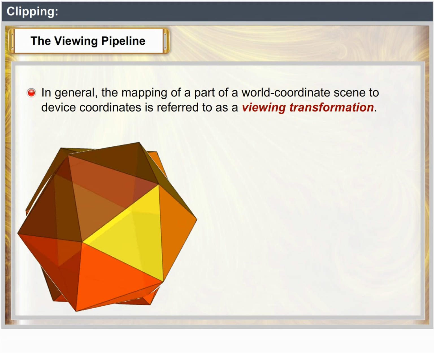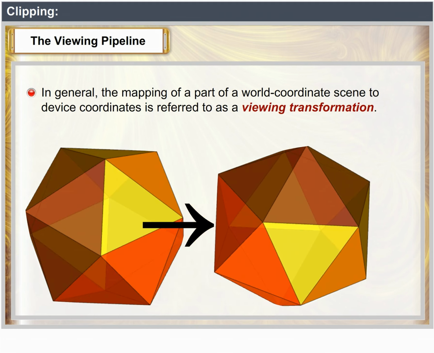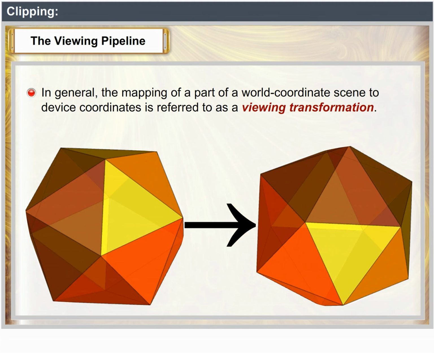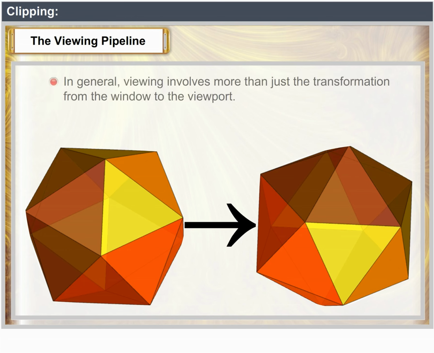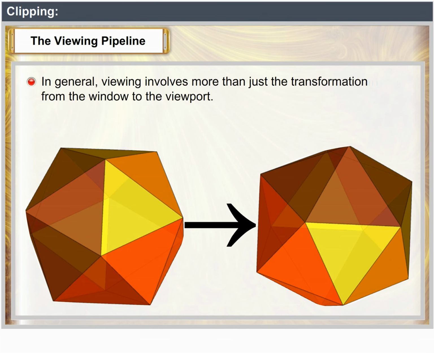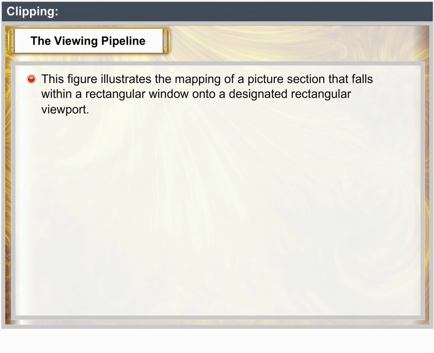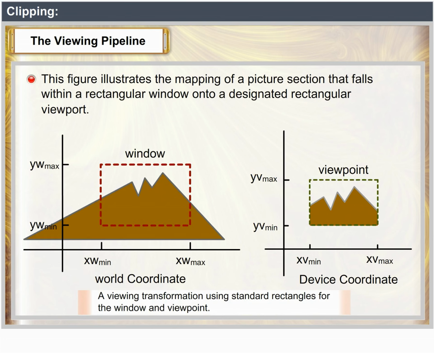In general, the mapping of a part of a world coordinate scene to device coordinates is referred to as a viewing transformation. Sometimes the two-dimensional viewing transformation is simply referred to as a window-to-viewport transformation or the windowing transformation. But in general, viewing involves more than just the transformation from the window to the viewport. This figure illustrates the mapping of a picture section that falls within a rectangular window onto a designated rectangular viewport. A viewing transformation using standard rectangles for the window and viewport.